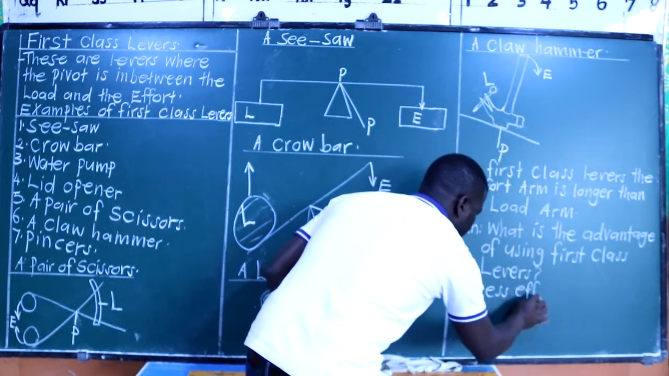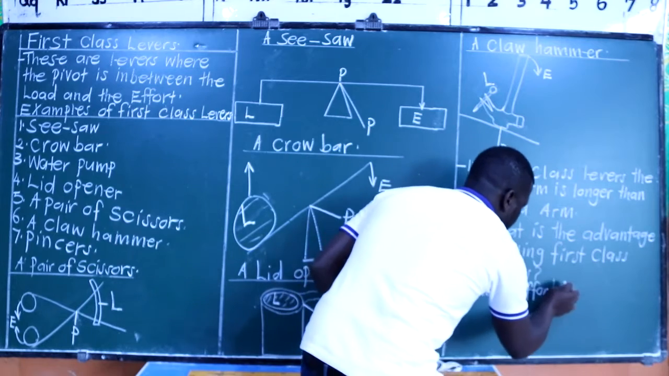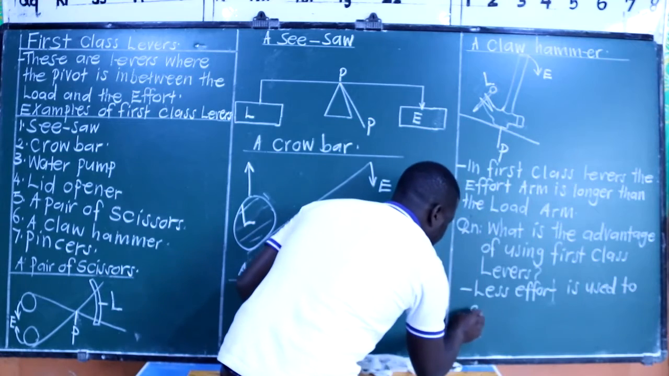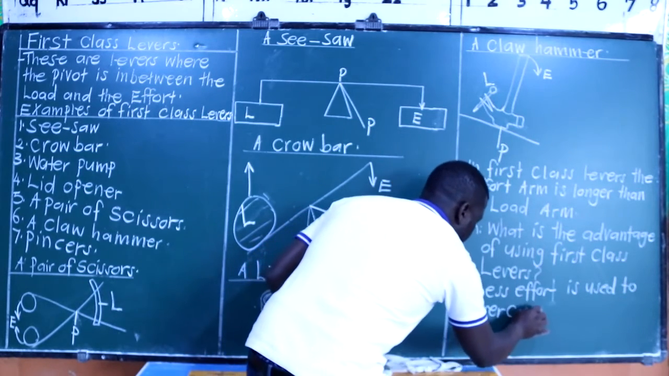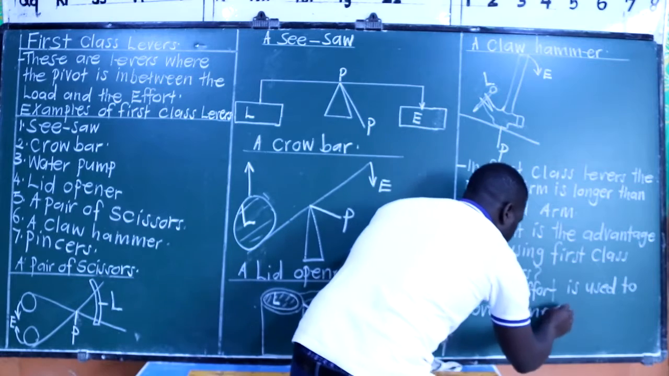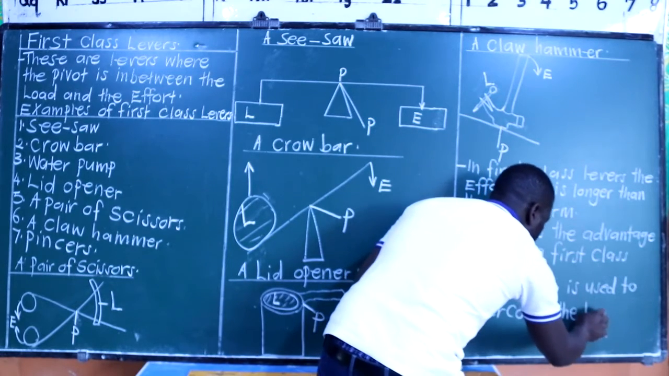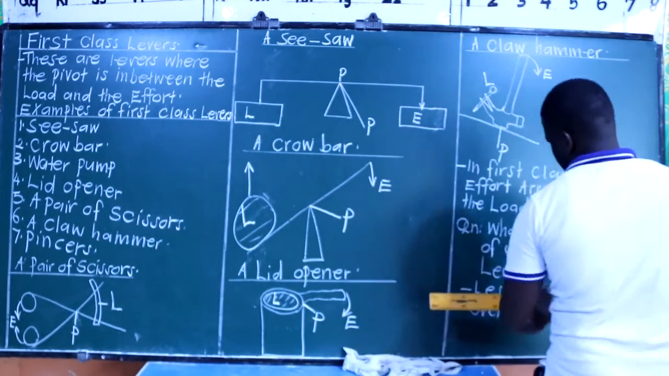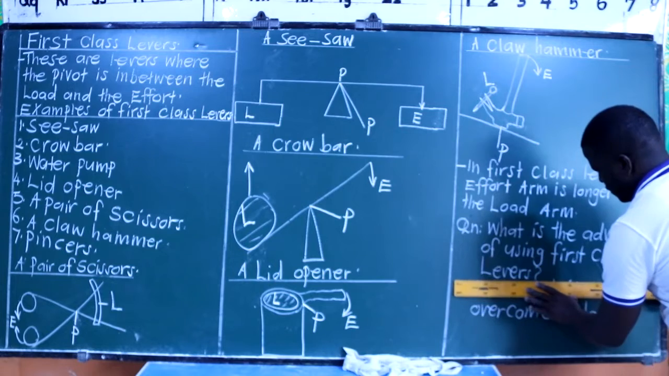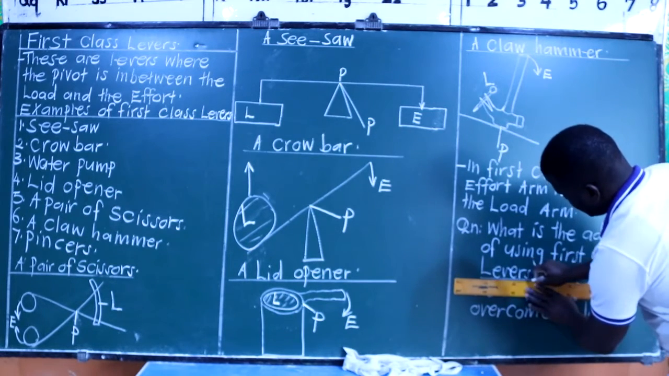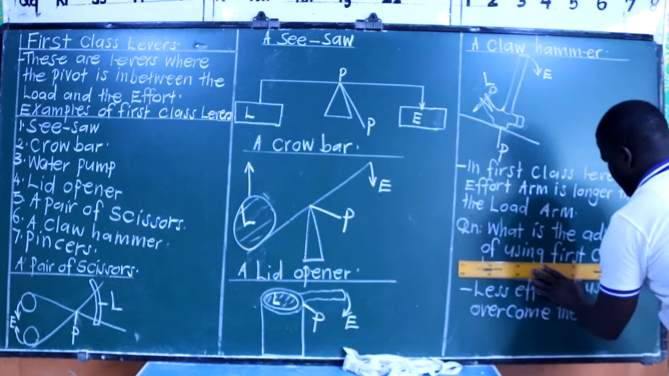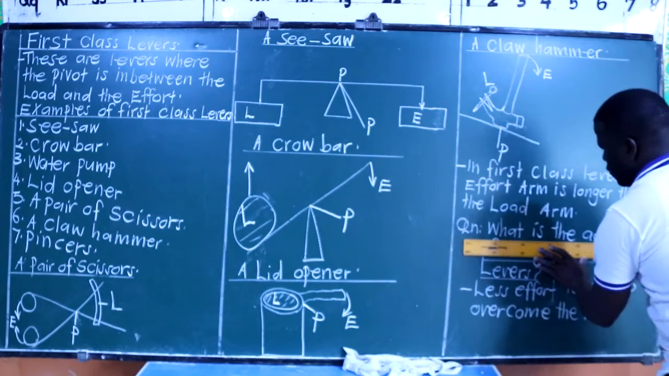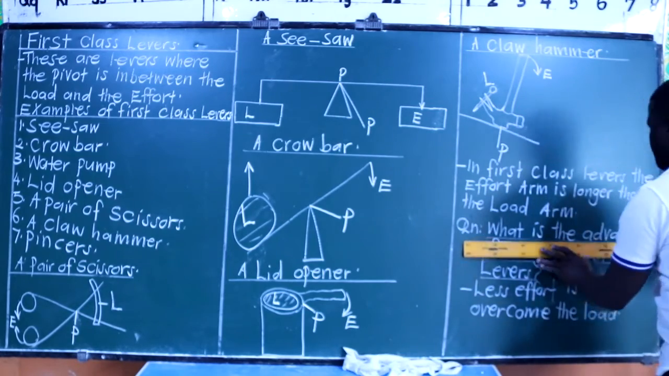Less effort. Less effort is used to overcome the load. That is the advantage of using first class levers. With first class levers, when we use them, we use less effort. We use less effort to overcome the load.